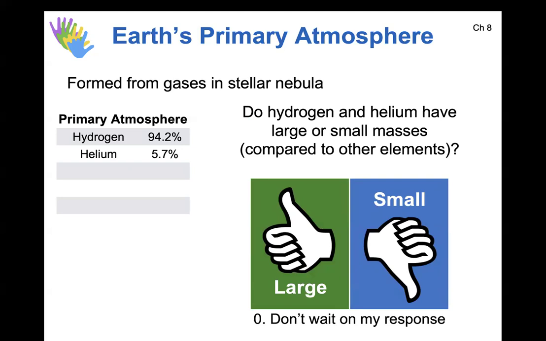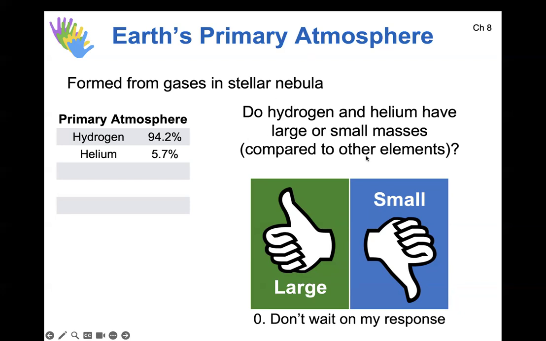But to understand why that is, I have a question for you. And by the way, I think this statement is a good thing to note here. It says that it formed from the gases in the stellar nebula. So just remember that this primary atmosphere just matches the stellar nebula itself. It's just, what were the gases available? But do hydrogen and helium have large or small masses compared to other elements? Think periodic table.